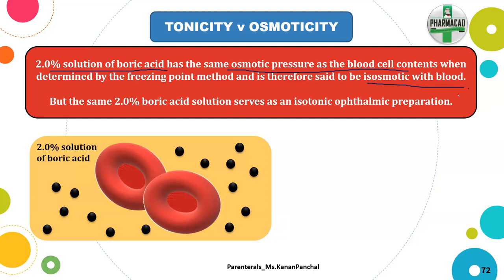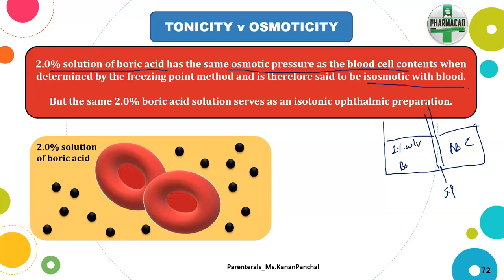with blood. Fine. So I have taken a partition of semi-permeable membrane. Obviously, a semi-permeable membrane. On one side I kept blood cells, and on the other side I kept 2% boric acid. So here the osmosis is the same. They both are isoosmotic with blood. So the net movement of water will remain the same. But the same boric acid solution serves as an isotonic ophthalmic preparation.